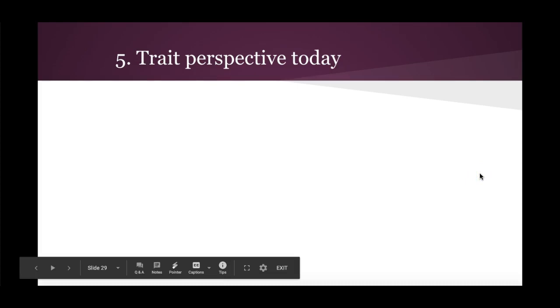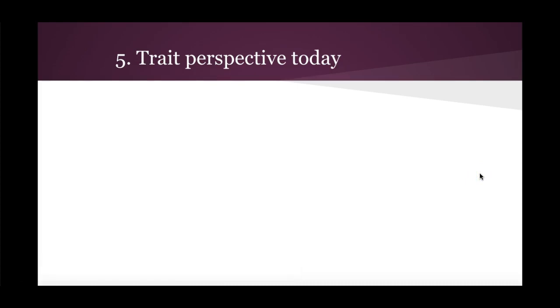Okay. All right, so how do we see trait perspective today? If you remember, up until this point we've talked about two other personality theories. We talked about psychoanalysis and we talked about humanistic perspective. And in both of those, we talked about how they approach personality. We also talked about how they assess personality. And then we talked about the problems. So this is the problem section of trait perspective.